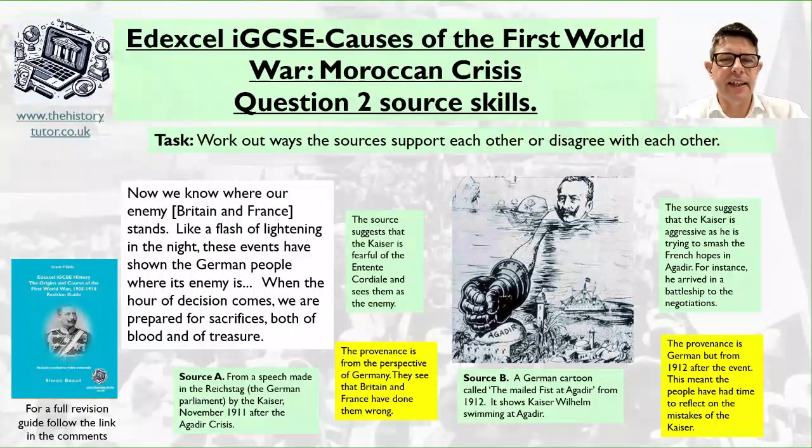So pause me now and label your ideas, and then we'll go through some ideas together. Okay, so here's some ideas then. So source A, firstly, you could suggest from it that the Kaiser is now fearful of the Entente Cordiale and knows that Germany and the Entente are enemies together. You can see that in the first couple of lines.